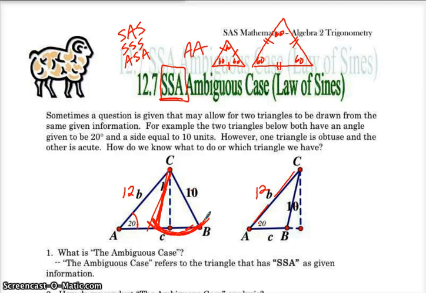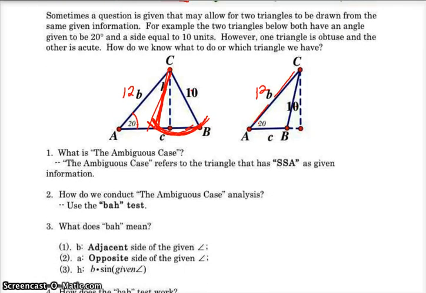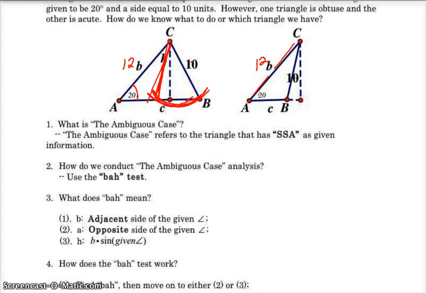Therefore, if you are given information that's in that form, side, angle, you might have two different solutions to the problem. You could have no solution to the problem, or you could have one solution to the problem. You are now going to have to figure that out. Okay, how do we figure that out? So, how do we conduct the ambiguous case?